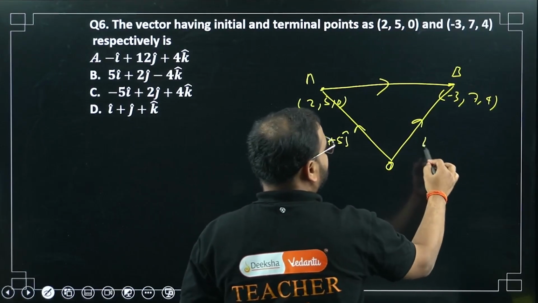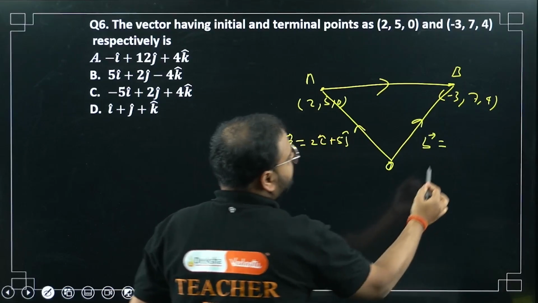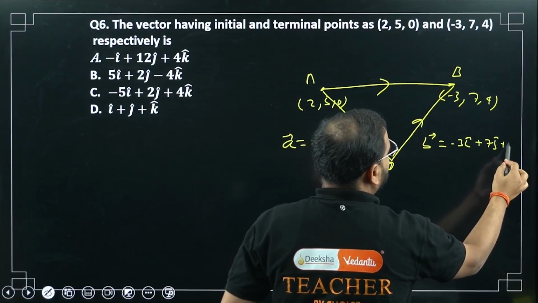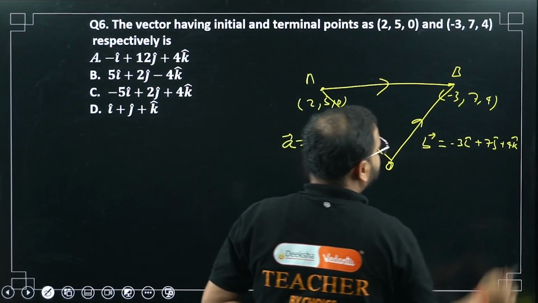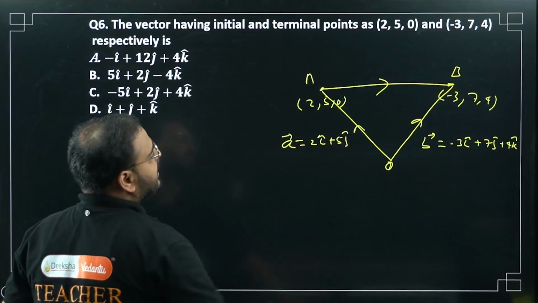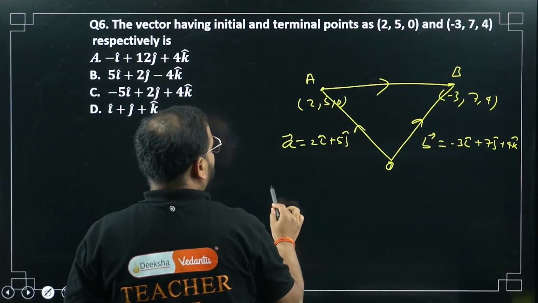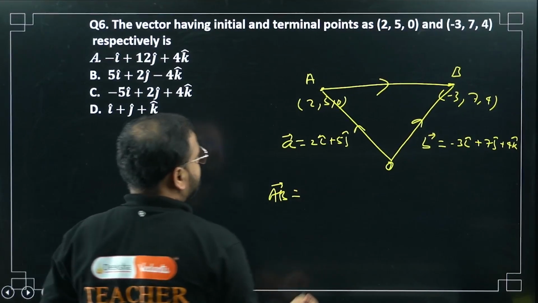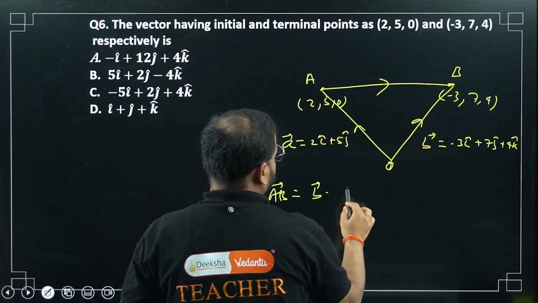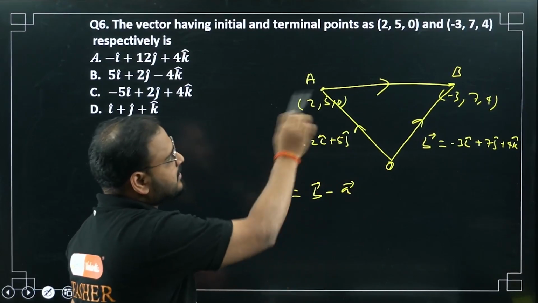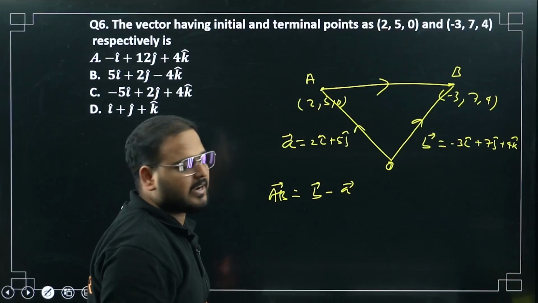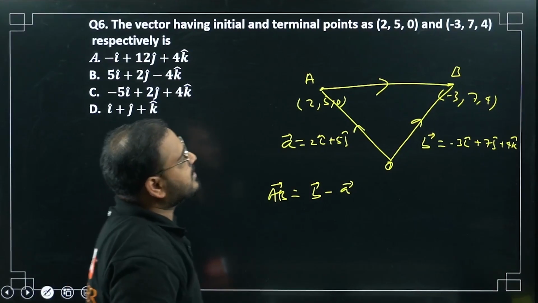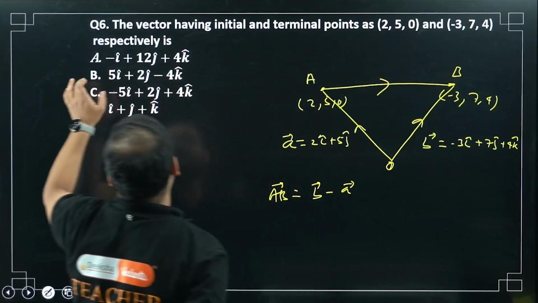What about vector B? Vector B will simply be minus 3i cap plus 7j cap plus 4k cap. I'm looking for vector AB, right? How do you write it? Please tell me. B minus A. Okay. If you don't want to do all of this, just subtract the coordinates. You're going to get the answer. That also is right. But the correct form of the vector will be in this way only. If you want, directly subtract this. Minus 3 minus 2. Minus 5.